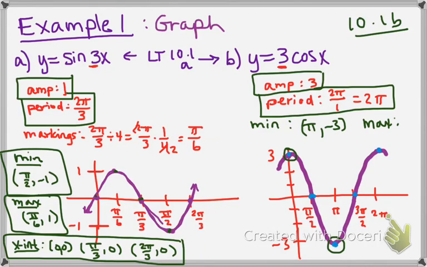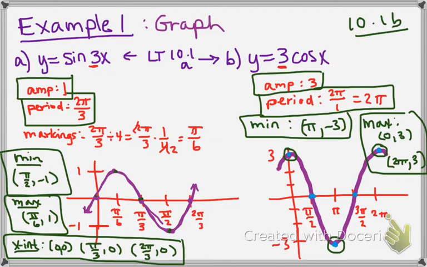We have 1 up here, which would be at the point 0, 3, and then 1 right here, which would be at the point 2 pi, 3. So there's our 2 maximums. We had 1 minimum, and then the last thing we need is the x-intercepts. So I will try to squeeze that down here. So the x-intercepts are these last 2 blue points that are on the graph. So the first one is at pi over 2, 0, and the next one is at 3 pi over 2, 0. So there's your x-intercepts.